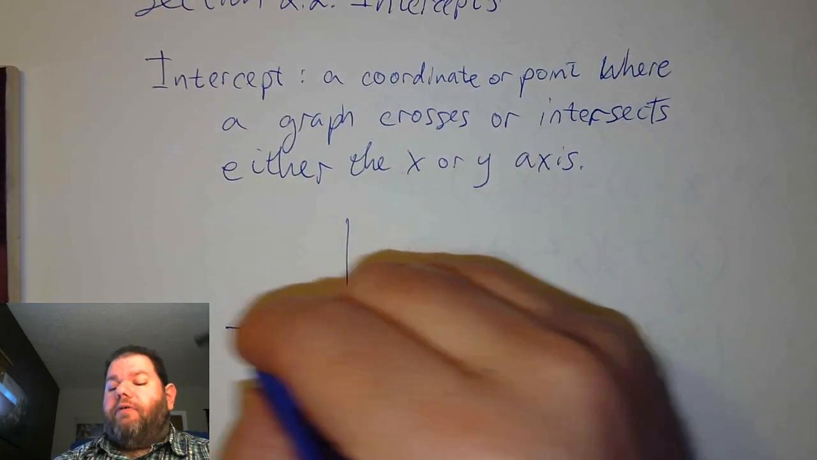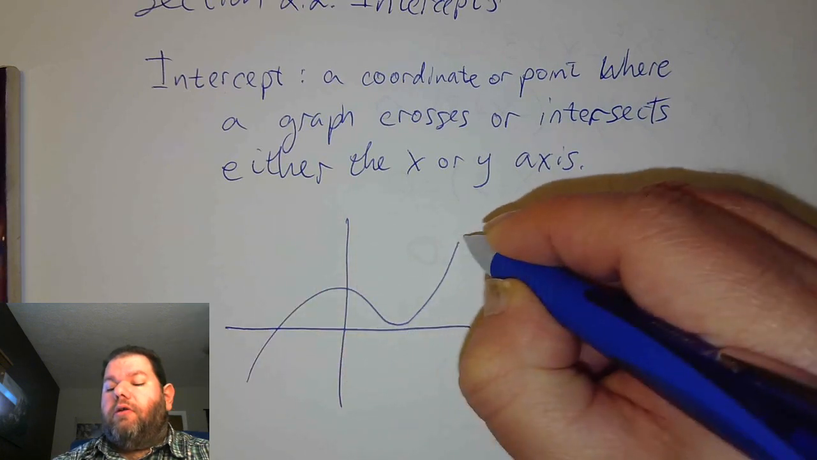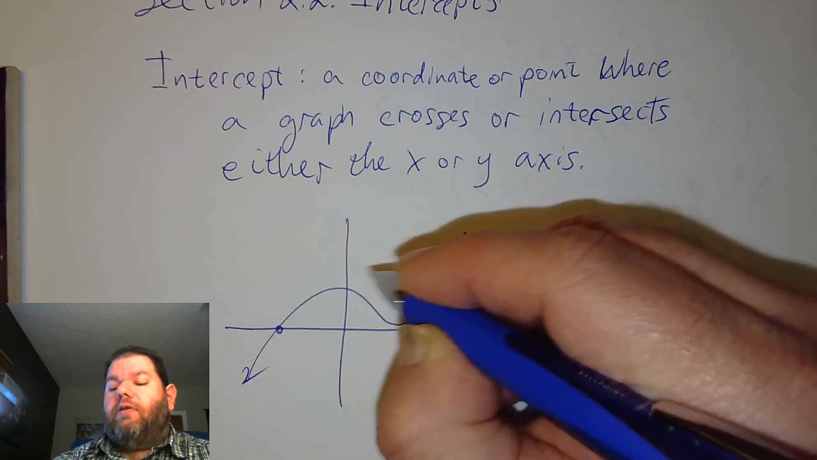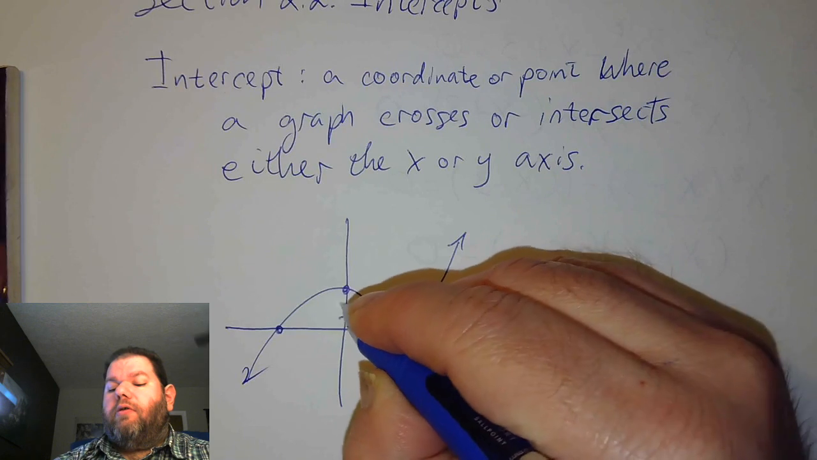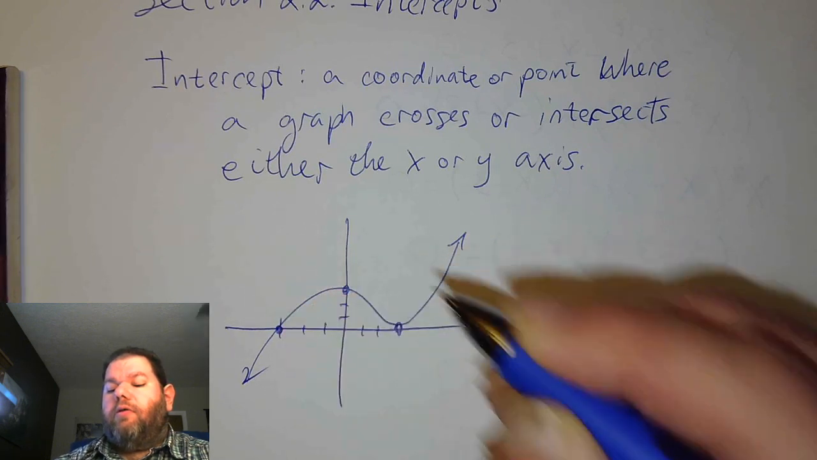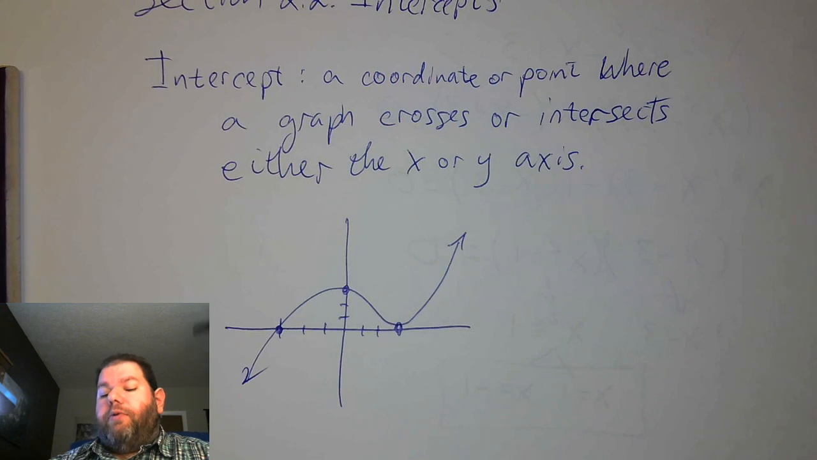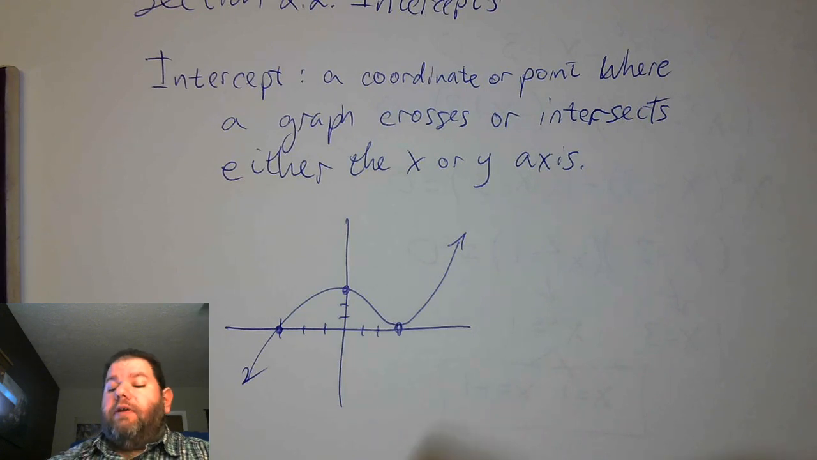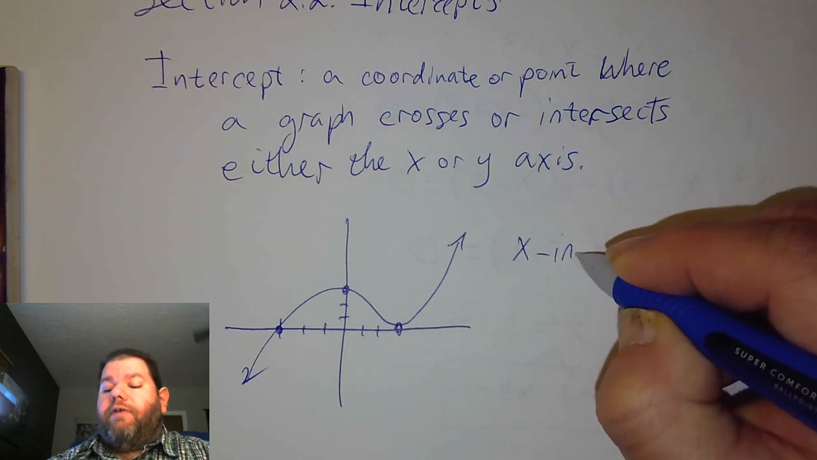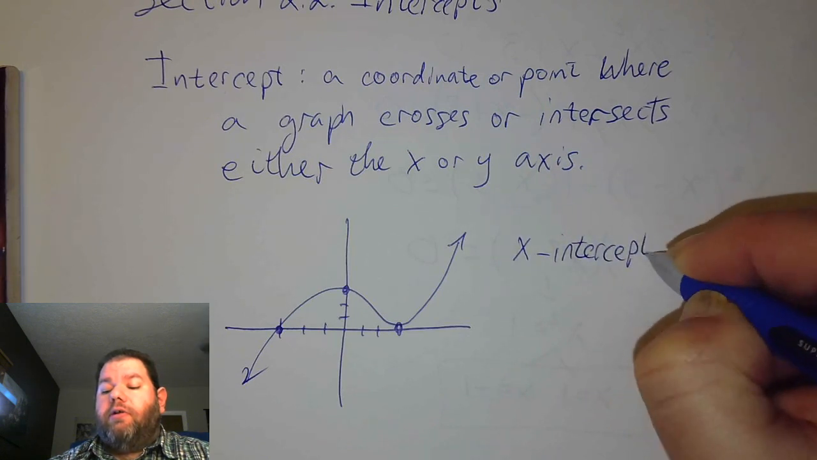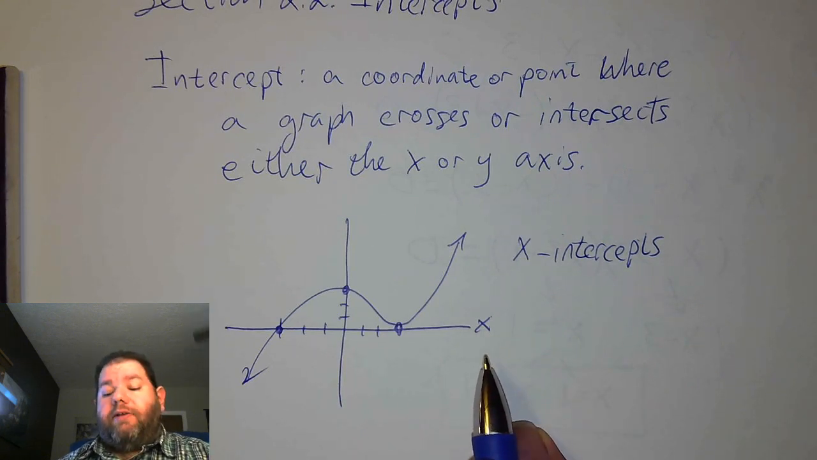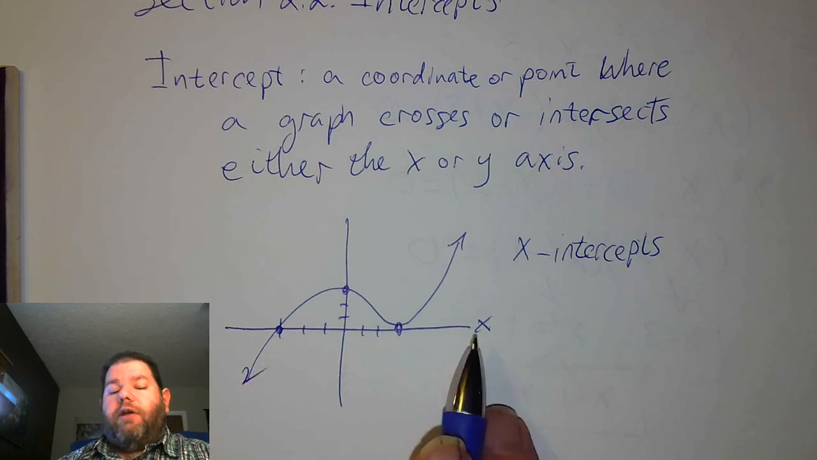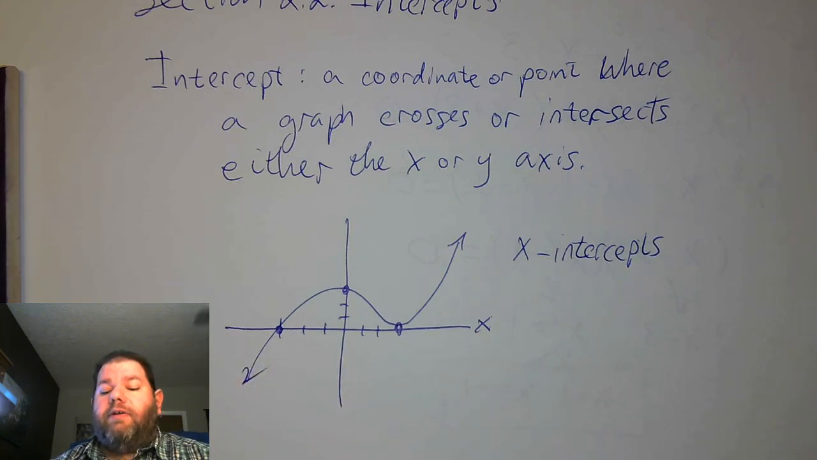So if we have a graph, such as this, we can see, looking at where the graph crosses or intersects the x or y axes. Now, when we identify the x-intercepts, specifically are the intercepts that occur on the x-axis. So which coordinates do we have there where it crosses or intersects the axis?